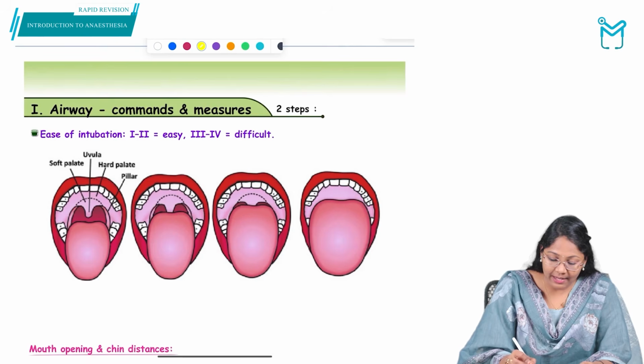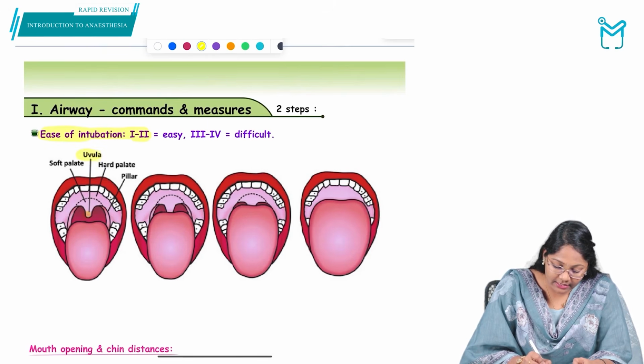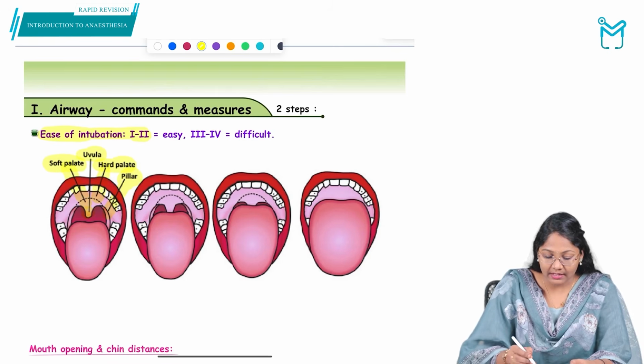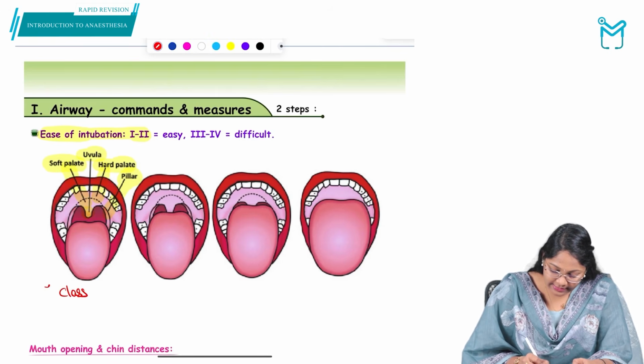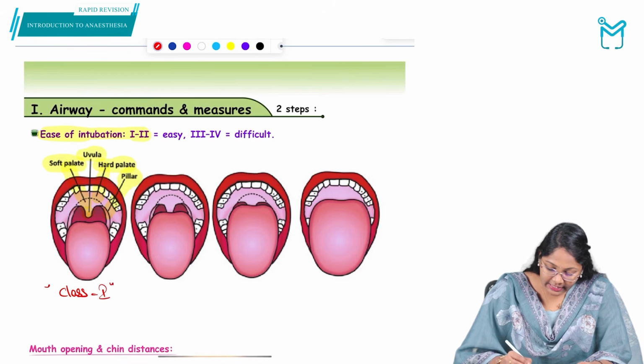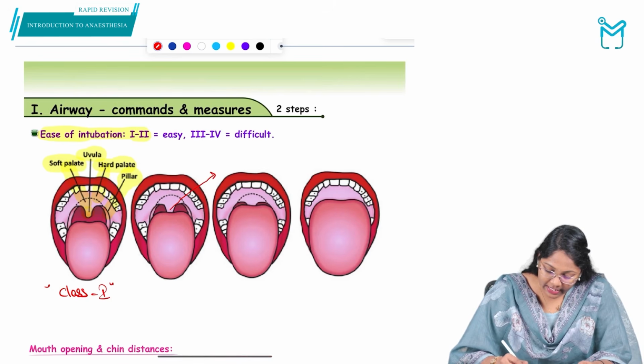Now here, if you can appreciate the ease of intubation, you can see here the uvula part. There is soft palate as well as hard palate, which you can see, as well as the tonsillar pillars. So this is class 1. And here you can see the uvula part as well as soft palate.